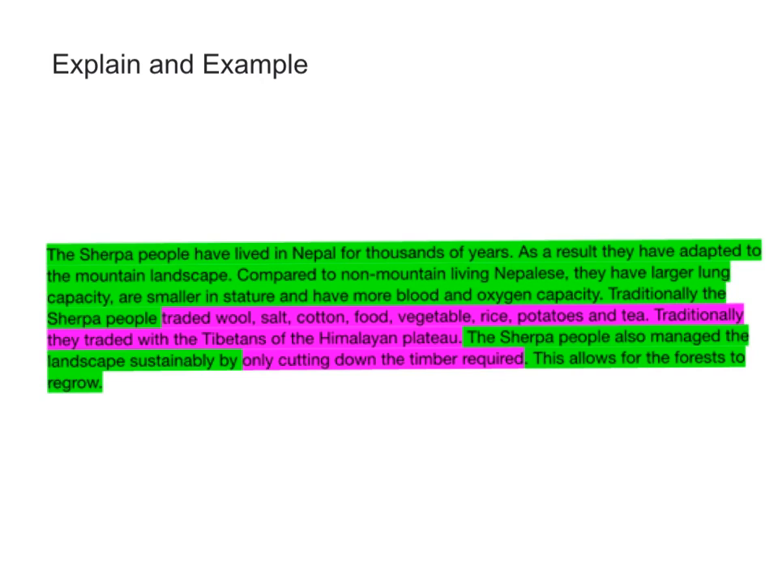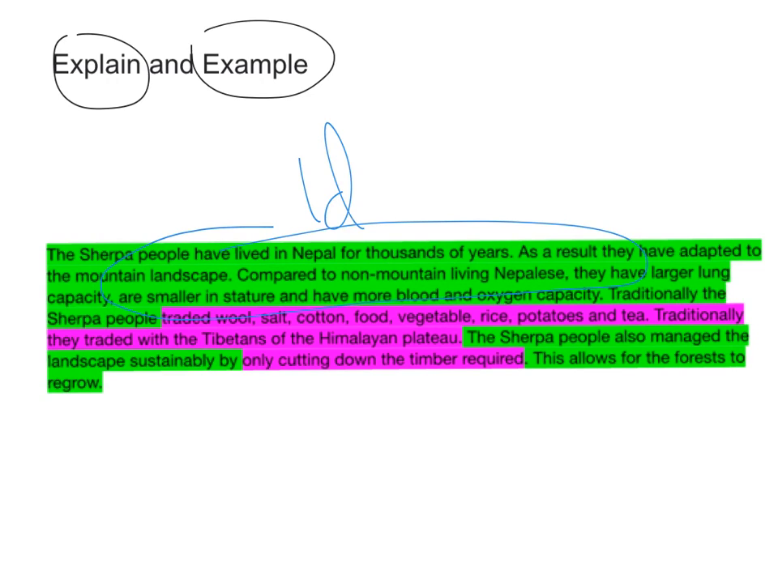Okay, you can see here I've got a combination of green and purple, and that's because I've integrated my explanation and my example, which is what I was saying before. So the Sherpa people have lived in Nepal for thousands of years. As a result, they have adapted to the mountain landscape. Compared to the non-mountain living Nepalese, they have larger lung capacity, smaller in stature, have more blood oxygen capacity traditionally. So here is a bit of that first part of the question. This is sort of identifying still.